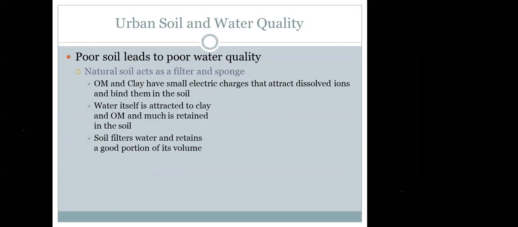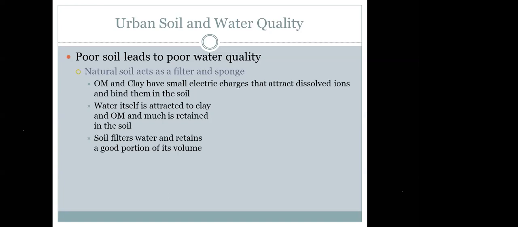Specifically, organic matter and clay, so even more than just organic matter, specifically soil humus and clay, have small electric charges. It sounds kind of strange, but they carry a small electric charge that attract dissolved ions out of water and bind them in the soil. What are some of these ions? Well, most of our soil nutrients exist as ions. An ion is just a charged particle floating in the soil. So nitrate, phosphate, calcium and iron and zinc ions will be attracted out of the water and stick to the surfaces of humus and clay, almost like a magnet attracted to another magnet.